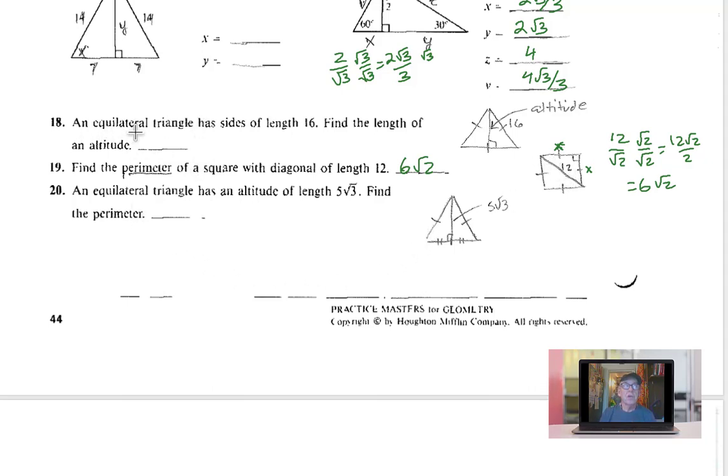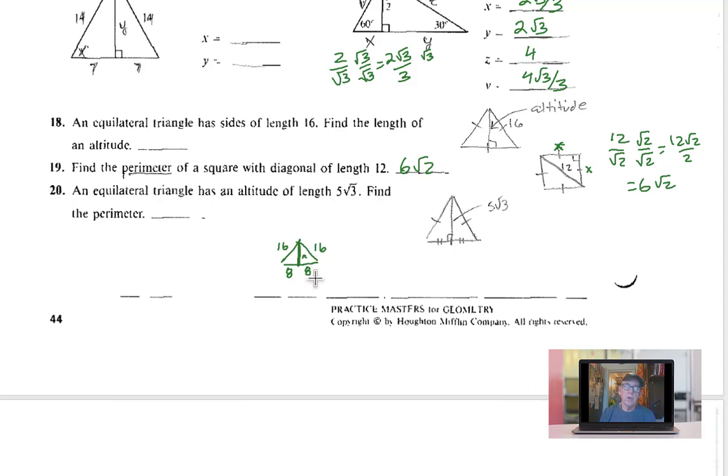Okay, I'll look at these others in case you decide to do the evens. Equilateral triangle, side 16, find the length of an altitude. So let's do a diagram that goes with that. In an equilateral triangle, the altitude bisects the base. So we've got an 8 with a 16 for the hypotenuse, and they want us to find the length of the altitude here.